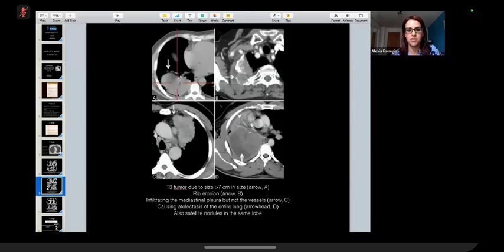Again, this is a T3 tumor based on size, more than 7 centimeters. On this image, we can see rib erosion, infiltration of the mediastinal pleura over here in image C, and atelectasis of the entire lung in image D. And there were a few satellite nodules in the same lobe. So these are features of T3 tumors.